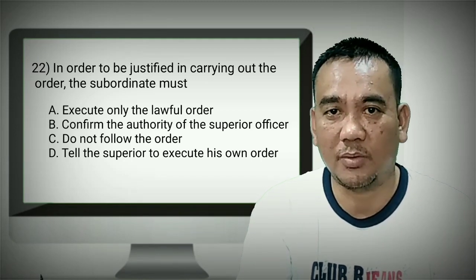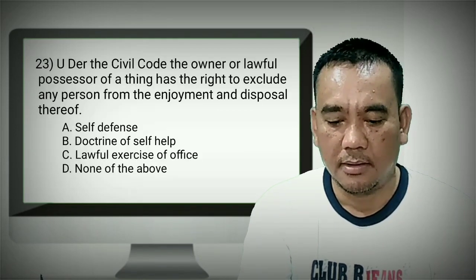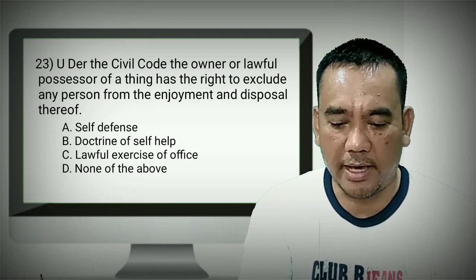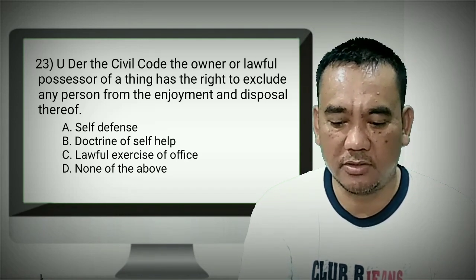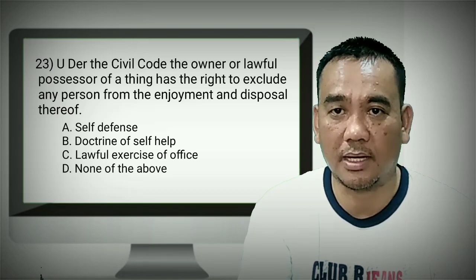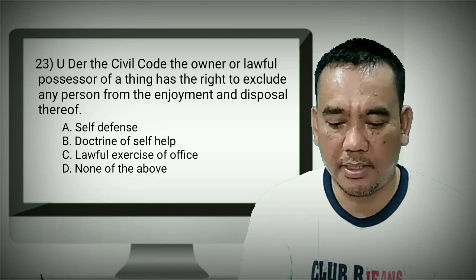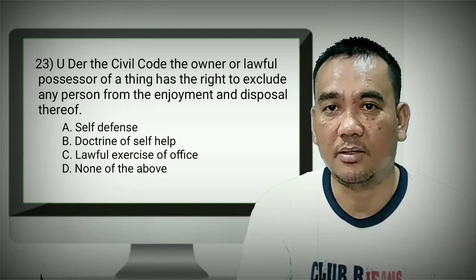Next, question number 23. Under the Civil Code, the owner or lawful possessor of a thing has the right to exclude any person from the enjoyment and disposal thereof. A. Self-defense. B. Doctrine of self-help. C. Lawful exercise of office. Or D. None of the above.